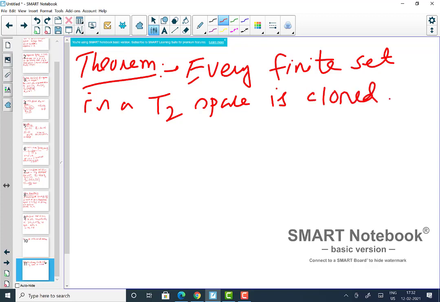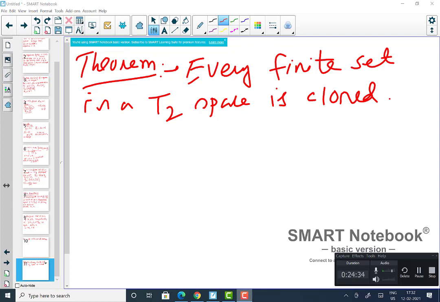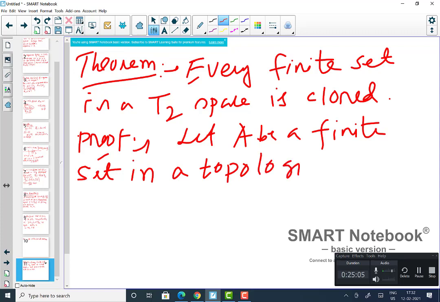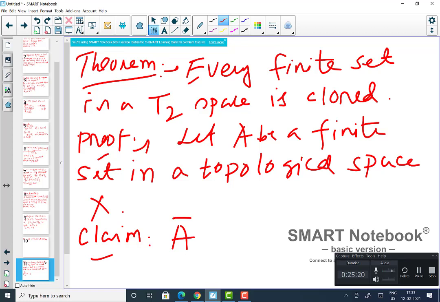So what does that mean? That means the closure of this set is always the same set. So what do I need to prove? Proof. Suppose A is a finite set in a topological space X. This is given, and we will claim that A closure equals A. Then A is closed, right? Because the closure of a set is a closed set. If I prove A closure equals A, then I am done.